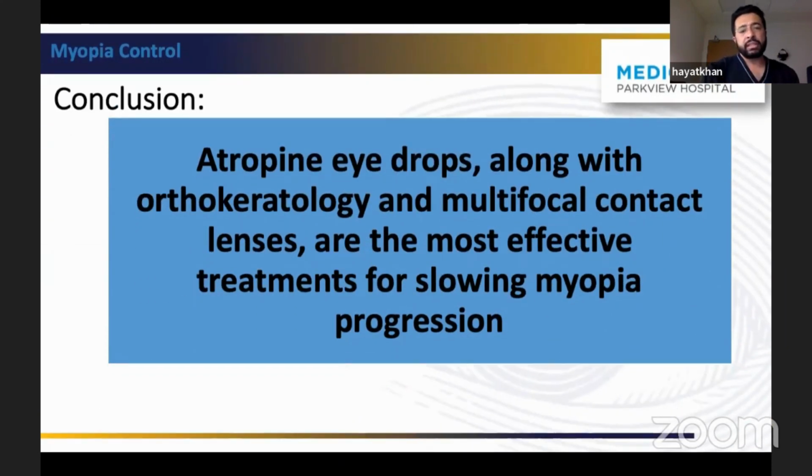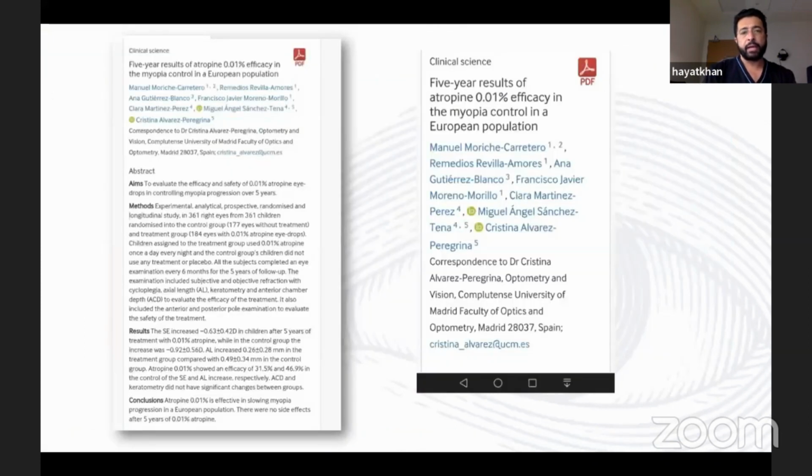So in conclusion, in our practice, atropine eye drops along with orthokeratology or multifocal contact lenses are good. For patients who are not able to use orthokeratology and multifocal contact lenses due to age or personal preferences, a good option is multi-PAL, that is, progressive glasses. Of course, a good amount of patient and family education is key to having good results, and that will go a long way in decreasing the myopia.